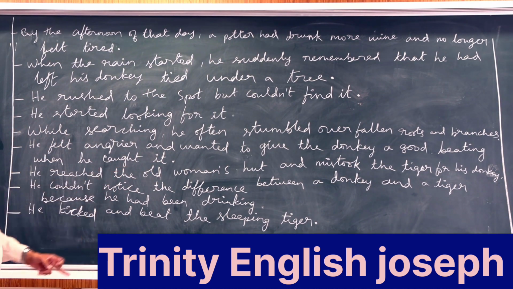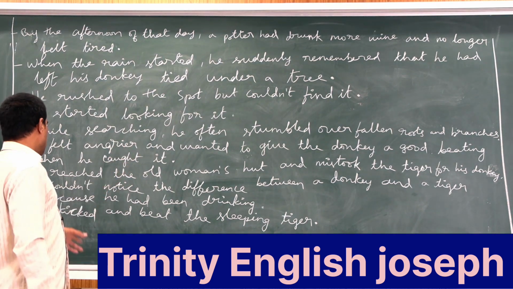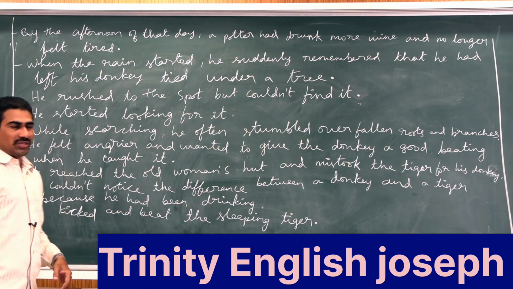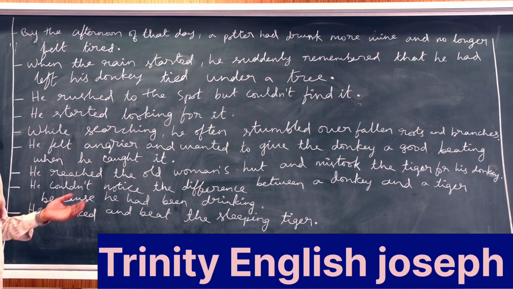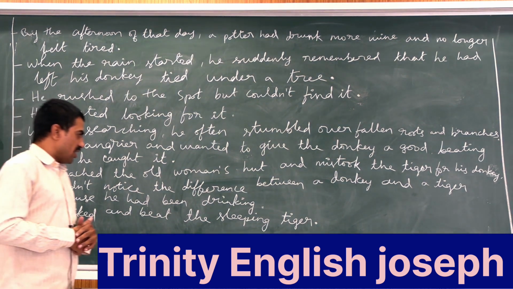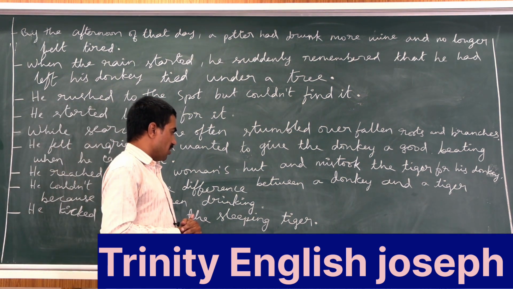He couldn't notice the difference between a donkey and a tiger because he had been drinking. So he had been drinking and he was intoxicated. So he didn't notice the difference between both. He kicked and beat the donkey, the sleeping tiger.